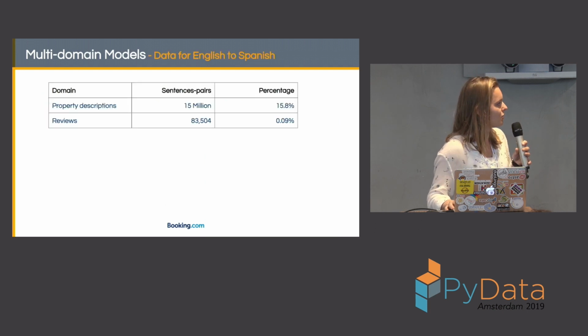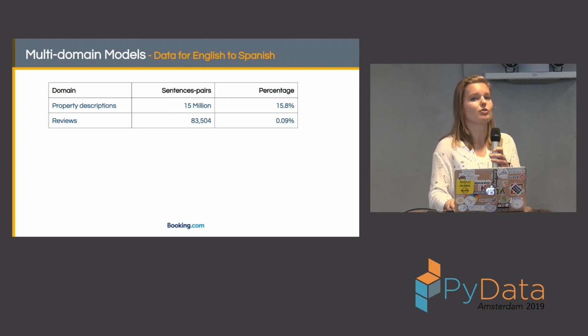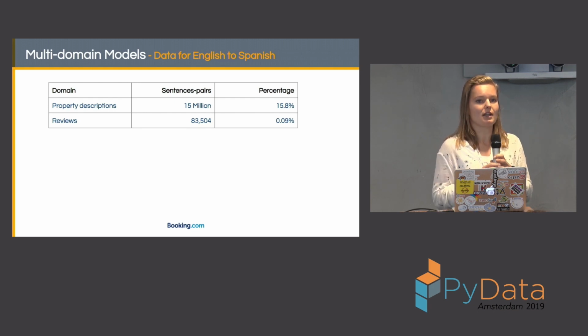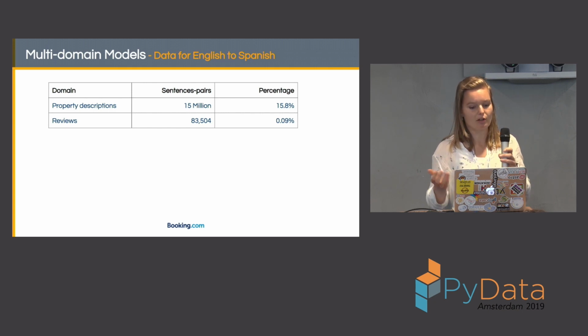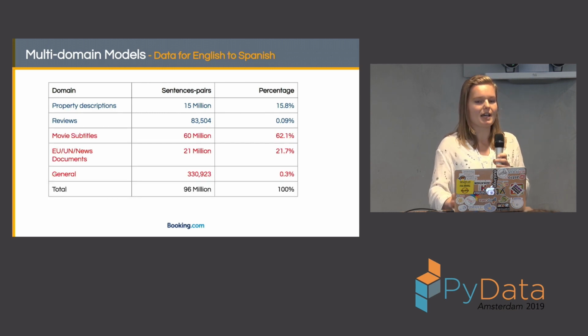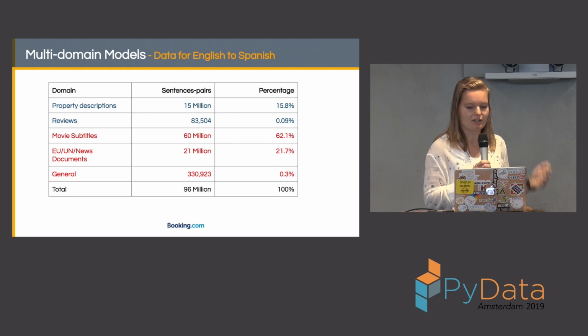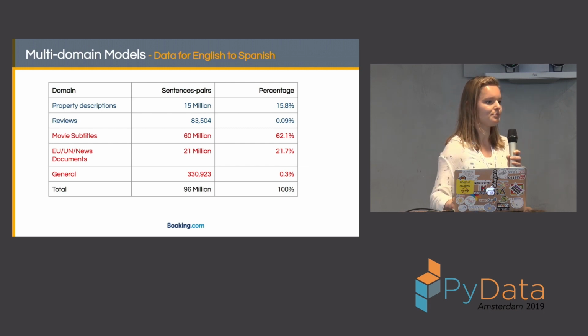Yeah, just to make it a bit more concrete, this is what we actually had. For English to Spanish, we had a lot of property description training data, 15 million parallel sentences, and for reviews, again, way less, too few to train a model on its own. So we added a lot of the open source data, and in this way we could increase our data set from 15 million to 96 million parallel sentences.